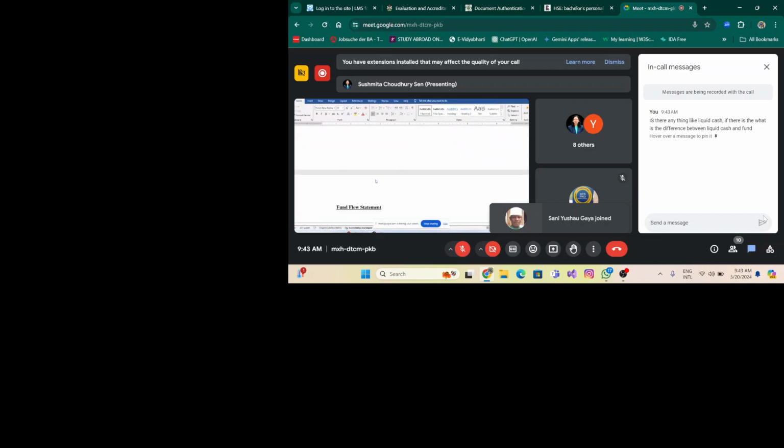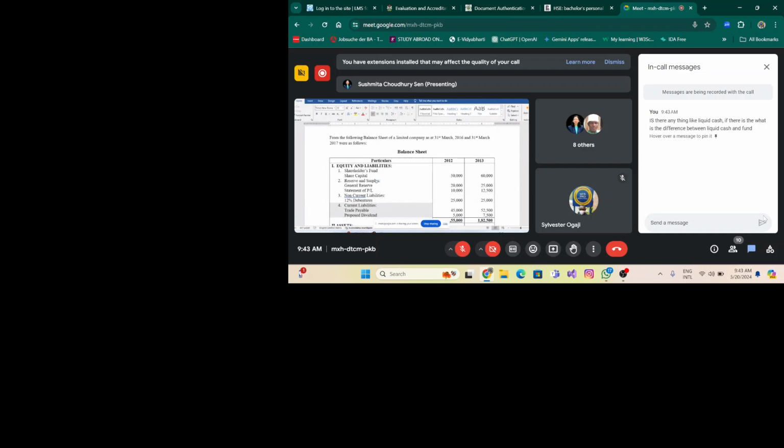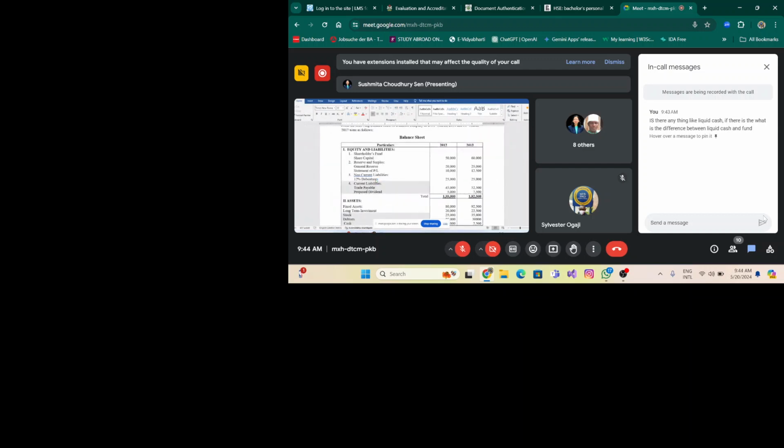Now fund flow means all the assets you have in the business and all the other ways from which you can raise money, whether it is debt fund, equity fund, or any other sources. To understand more about the fund flow statement, I have again taken a balance sheet. This is a balance sheet of 2 consecutive years on your screen. Let's read out the balance sheet.